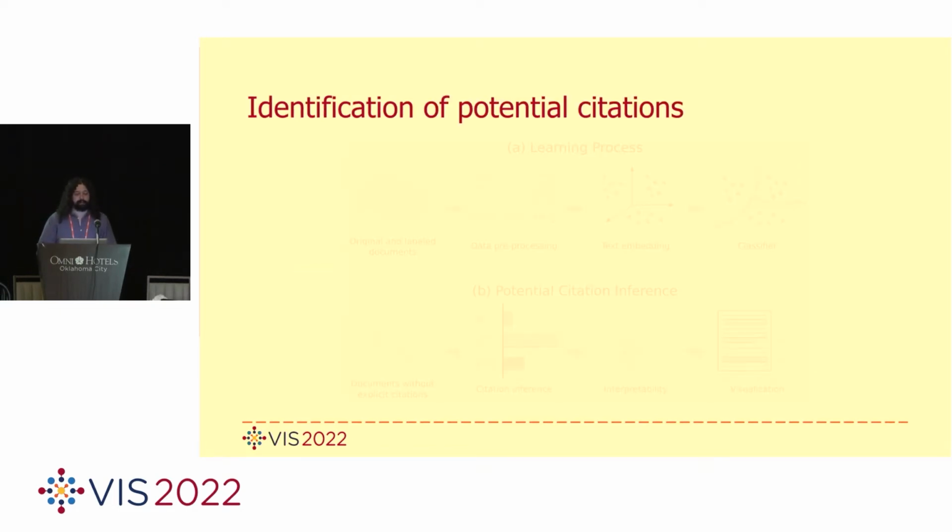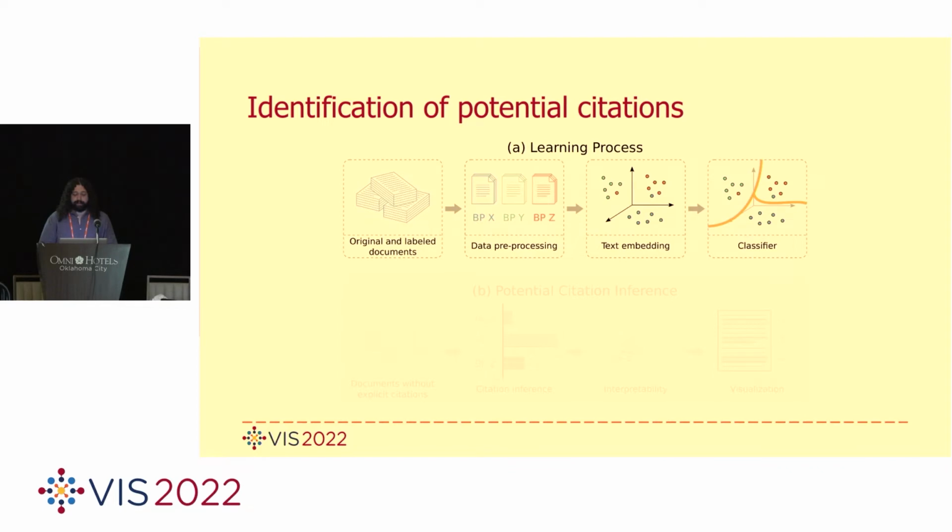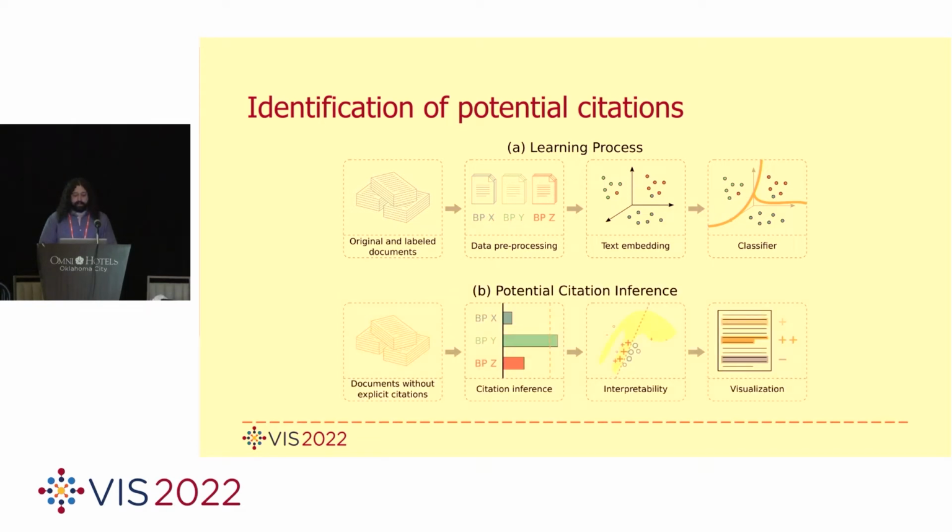The identification of potential citations is modeled as a classification task, where the classes are the precedents being cited. To achieve this, original documents undergo text preprocessing. The processed documents are converted into vectors in a high-dimensional space, and a classifier algorithm is fitted on these vectors, learning what makes a citation. Documents without explicit citation are fed into the fitted model and have the probabilities of citations inferred. An interpretability technique acts to explain the citation inference, presenting visually the most important sentences.